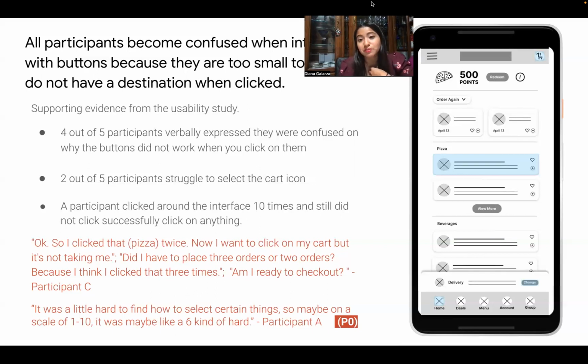Here's a quote from participant A when she described the level of difficulty it was to click around the user interface. It was a little hard to find out how to select certain things. So maybe on a scale of 1 to 10, it was maybe like 6, kind of hard, with 10 being very, very difficult. So this is above average in terms of difficulty.